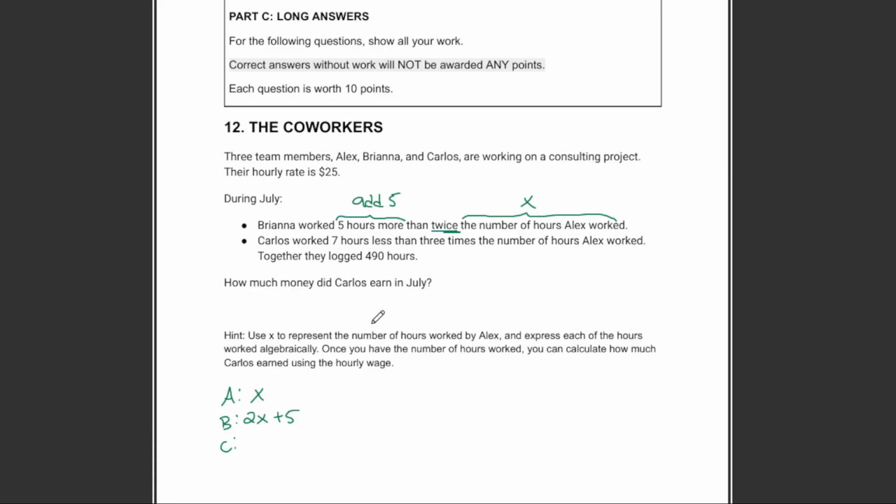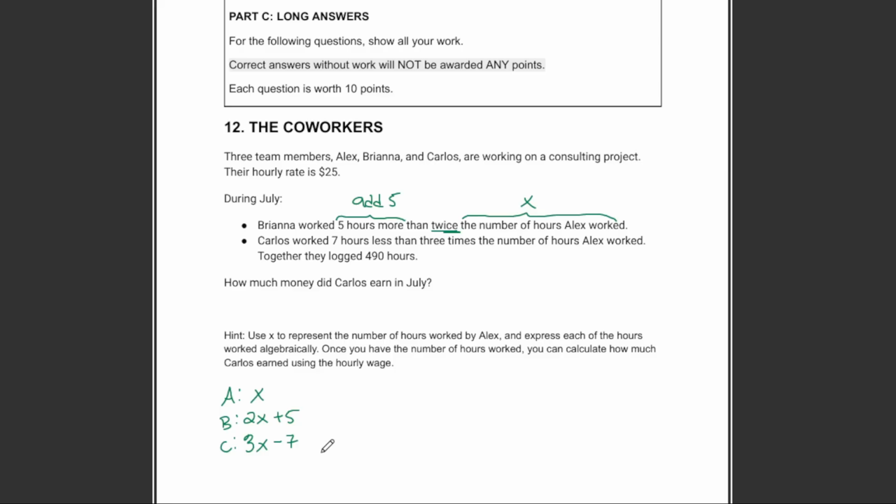But I know the number of hours Alex worked. We defined it over here. We defined my variable. That's X. So it's 3 times the number of hours Alex worked. That's 3X. And then we subtract 7 from it, minus 7. So now we've defined my variable, and I've defined these two expressions as well.